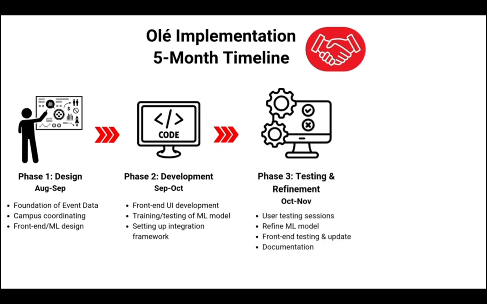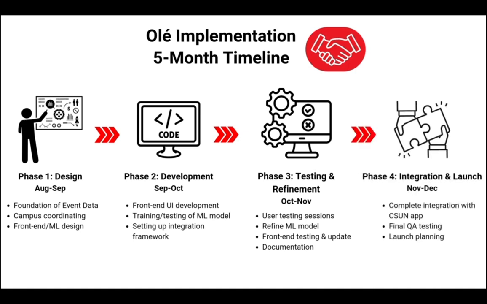Phase 3, testing and refinement, focuses on polishing the ML model to production-level quality and ensuring our front-end implementation is fully operational. Finally, we move on to the integration and launch phase, during which we conduct our final quality assurance checks and roll out the solution within the CSUN app.